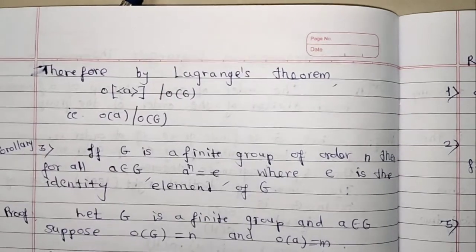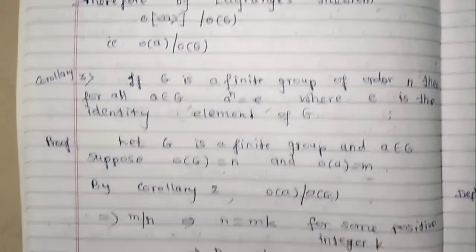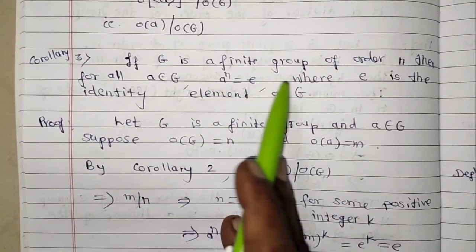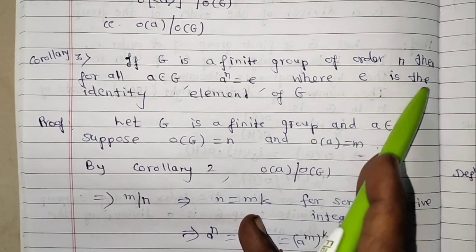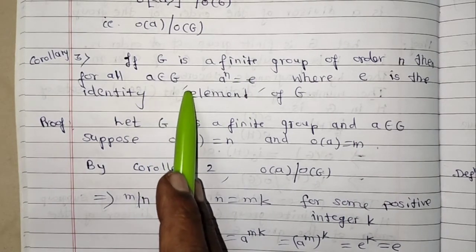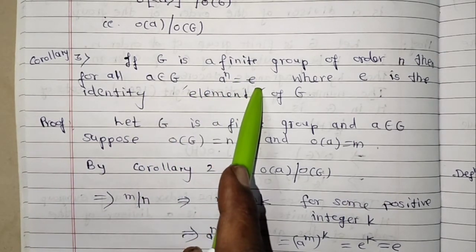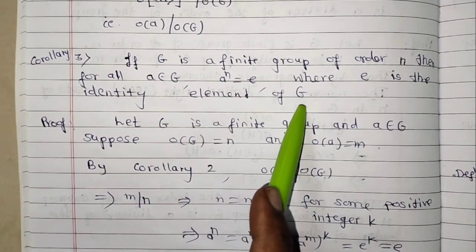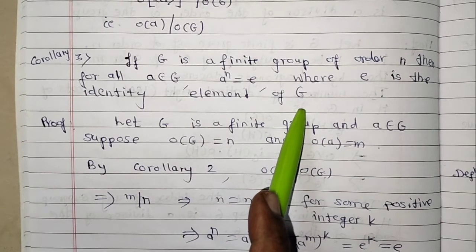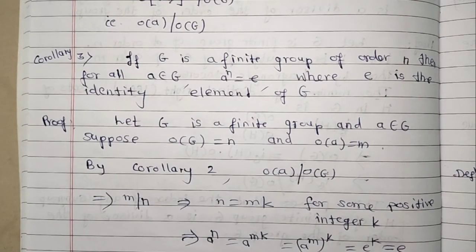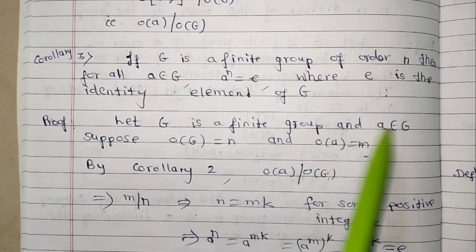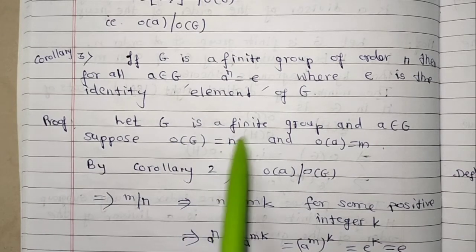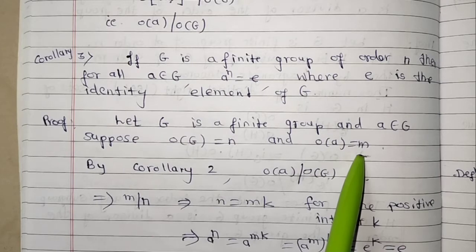Now consider corollary number 3. The statement is: if G is a finite group of order n, then for all a belonging to G, a raised to n equals e, where e is the identity element of group G. In the proof, we assume that G is a finite group and a belongs to G. Suppose that the order of G equals n and the order of a equals m.